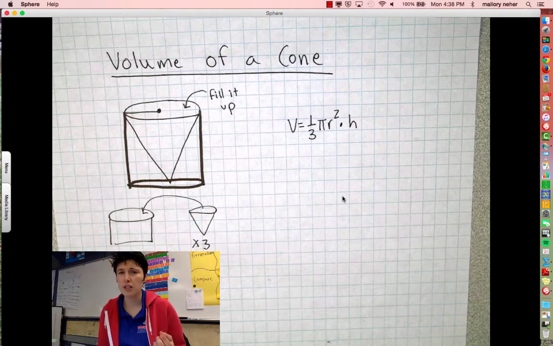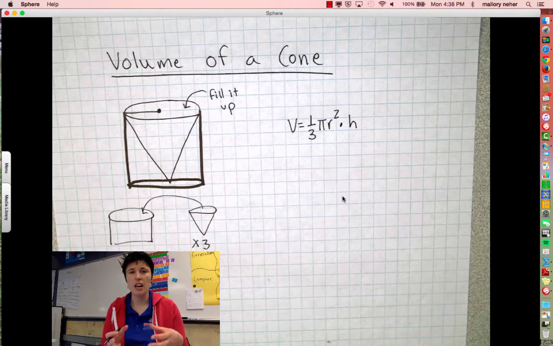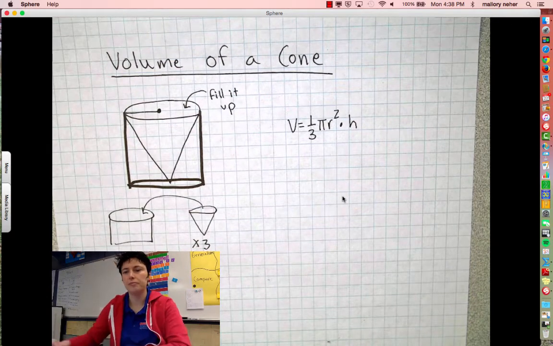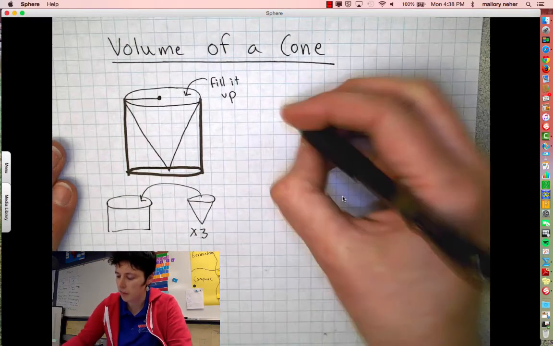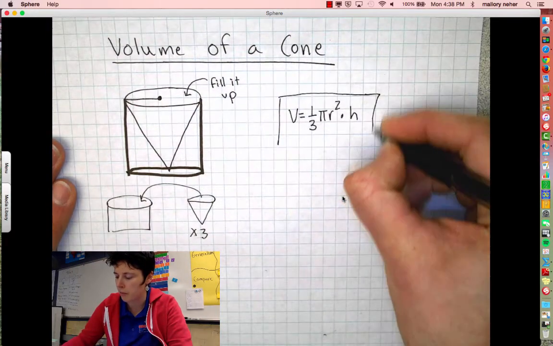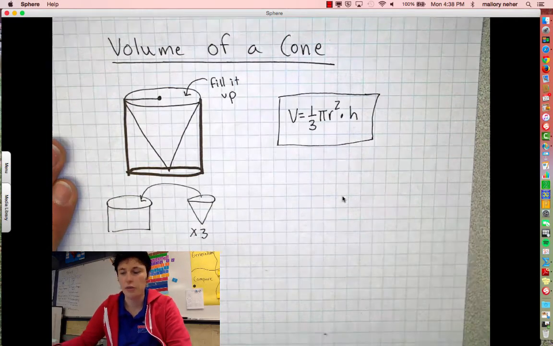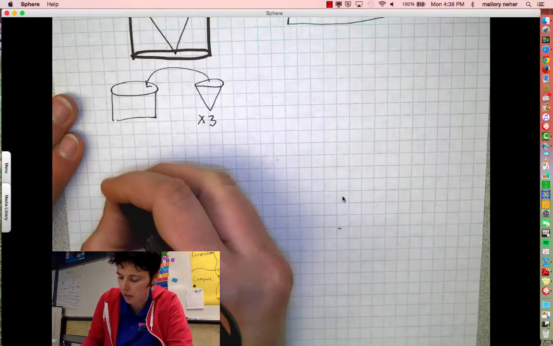And if you didn't watch the video with the cone and the water, I think you should go back and watch it, because when you see it, you're like, oh yeah, that makes sense. It just kind of clicks everything together. So that's our formula. We're going to memorize it for the most part, 1/3 pi r squared height, and we're going to use it. So let's try a problem. Let's do an example here.